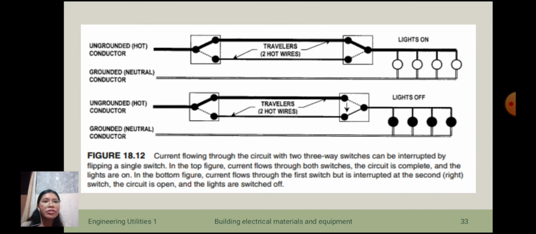And then we have here the current flowing through the circuit with 2 three-way switches can be interrupted by flipping a single switch. In the top figure, the current flows through both switches, the circuit is complete and the lights are on. In the bottom figure, current flows through the first switch but is interrupted at the second right switch. That is, the circuit is open and the lights are switched off.